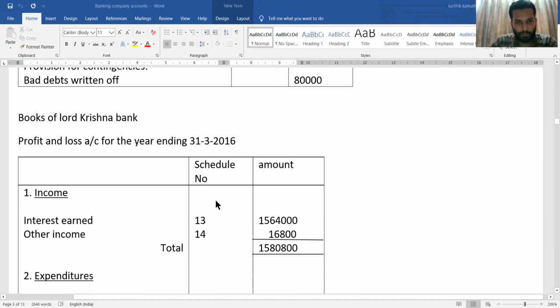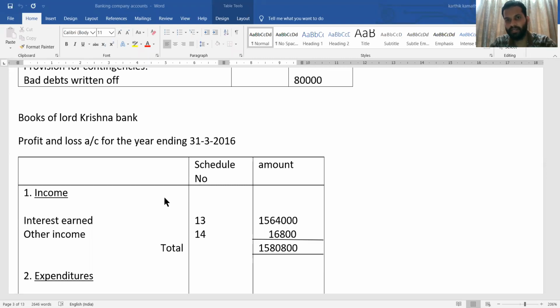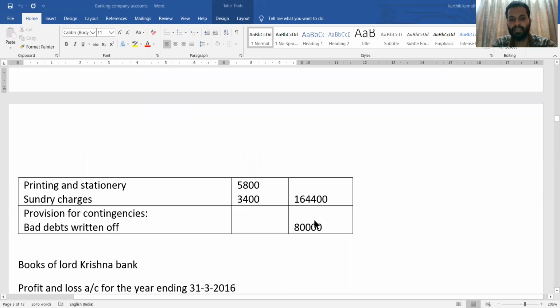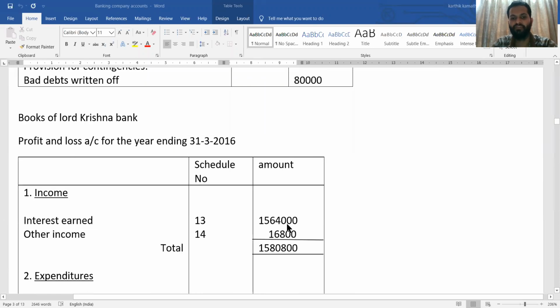So here you need to make 3 columns: particulars, schedule number, and amount. First head is income. Interest earned, schedule number 13. Just now we have got under schedule number 13 the total, that is 15,64,000. Directly you are going to write that information, 15,64,000. Other income, there is only one piece of information, commission, 16,800. Now we want total income, that is schedule 13 plus 14. So that is nothing but 15,80,800, our total income.